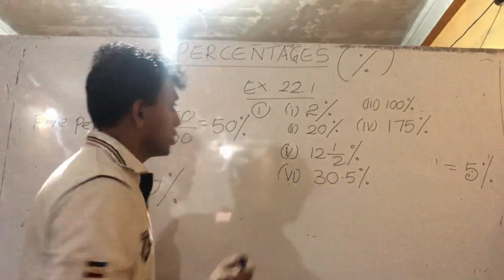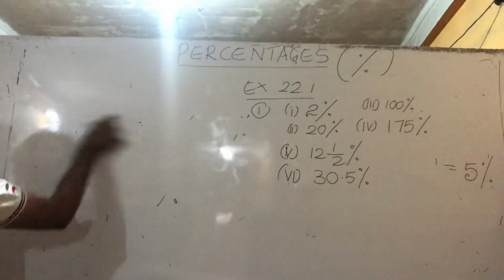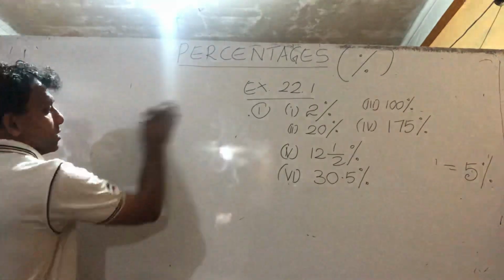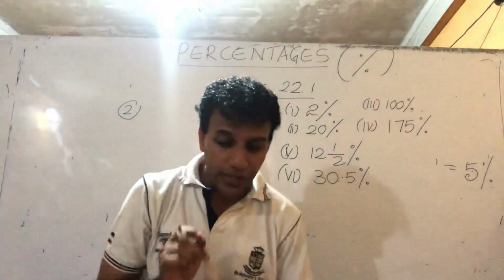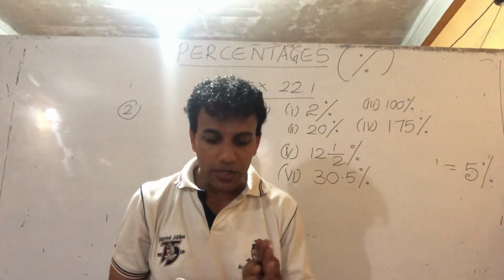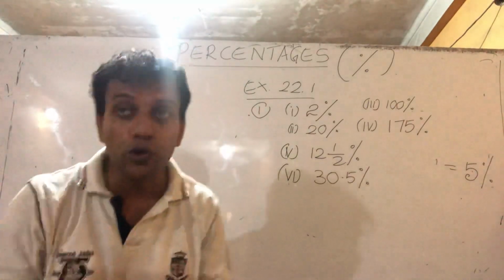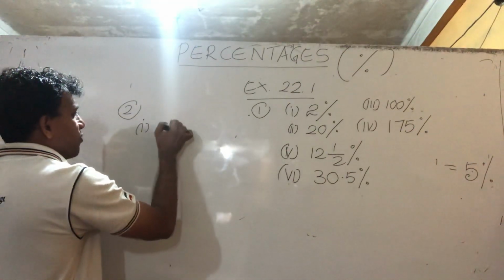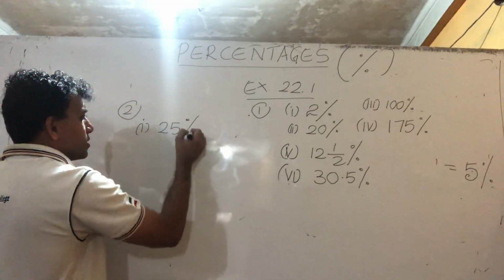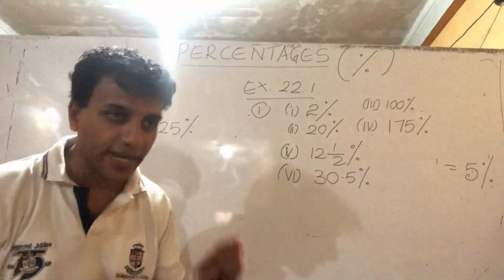See the second question. Go through and see what the second question is. Try with your own knowledge. Any problem there? Second question, there are some problems. Write down how each of the percentages given below is read. How to read? First part, 25%. How do you read it? 25%. Very good, nice.